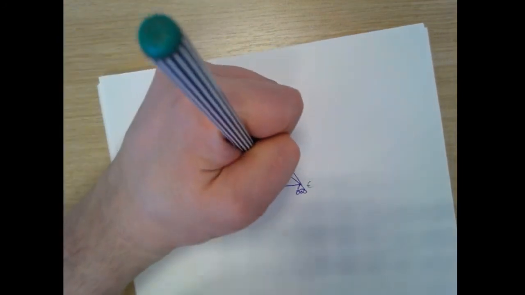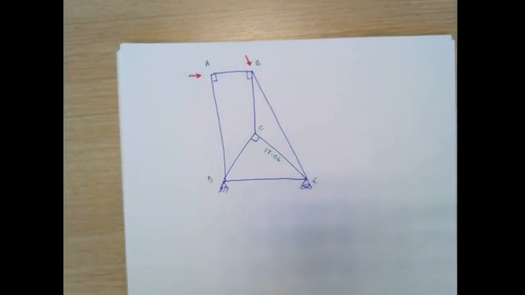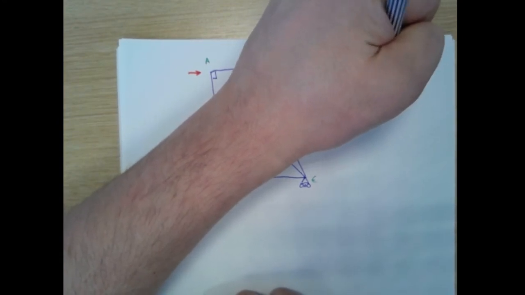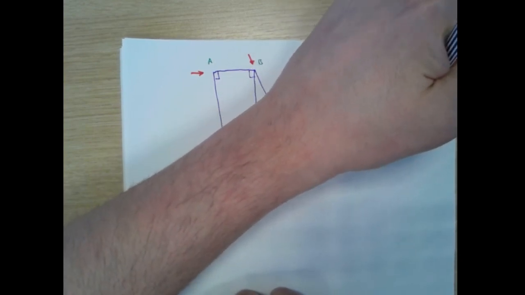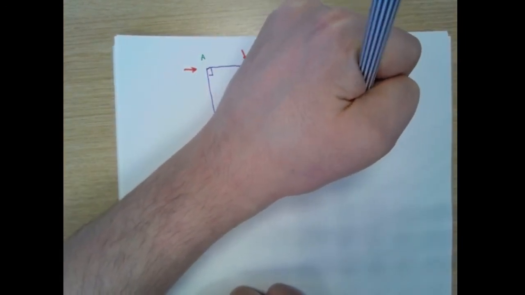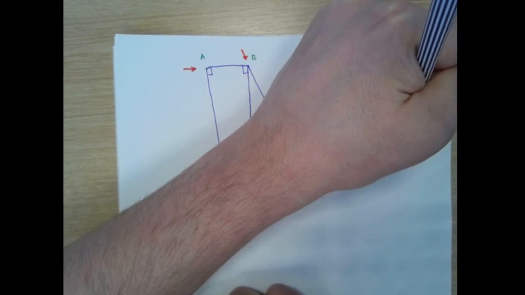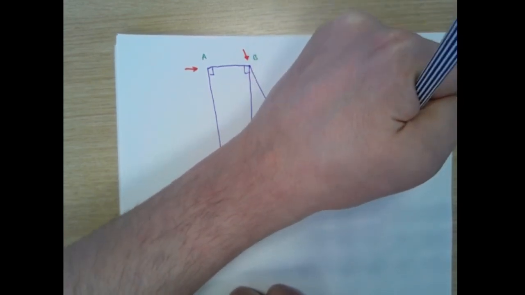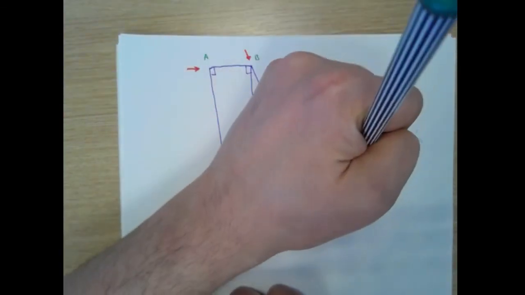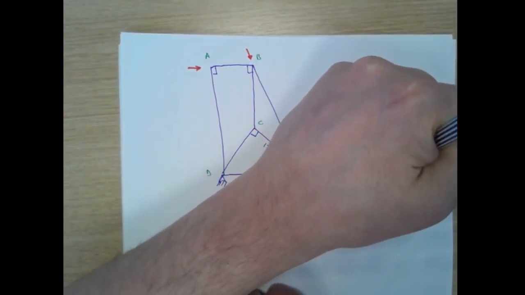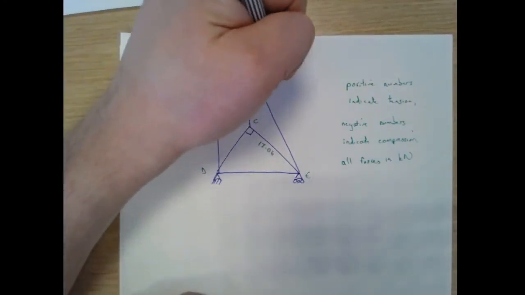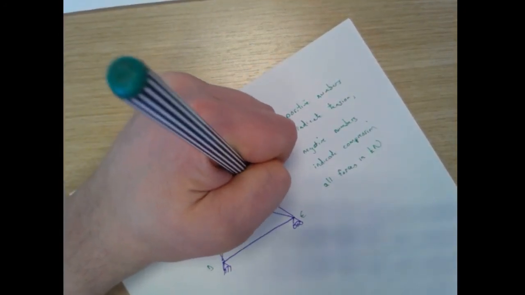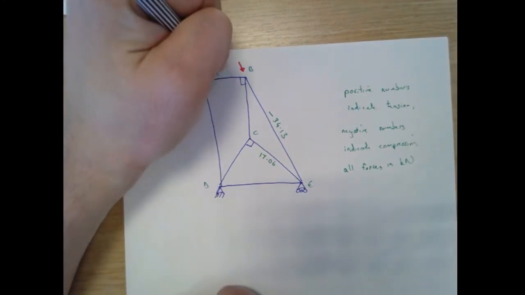So TCE is 17.06. Positive numbers, I'll say, indicate tension. And negative numbers indicate compression. And all forces are in kilonewtons. What else have we got? So that was TCE. I'm just going back through my notes, finding what I can mark on. I've got TBE here is negative 34.13. TAB is negative 10.